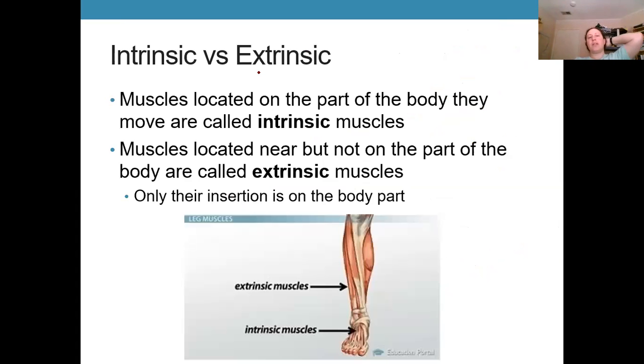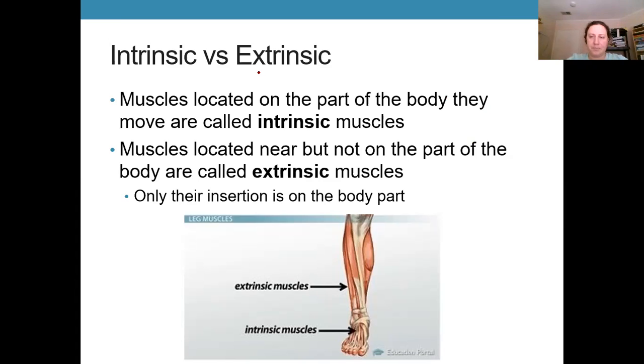Okay, just a couple more things here. Another thing that we do when we talk about muscle categories is we talk about whether or not they're actually on the part of the body that is being moved by that muscle. And this is kind of a weird subjective category. So intrinsic muscles are located on the part of the body that they move. Extrinsic muscles are going to be nearby, and they're going to attach on that body part, because if they're not, then they can't move it, but they're not actually on it. So the difference just depends on which part of the body you're talking about.